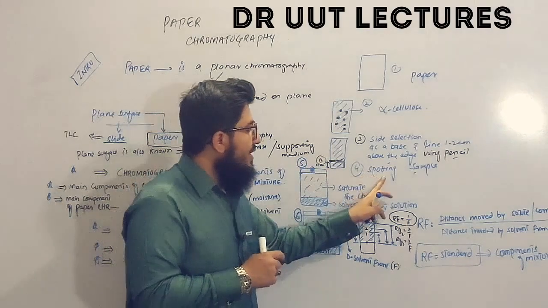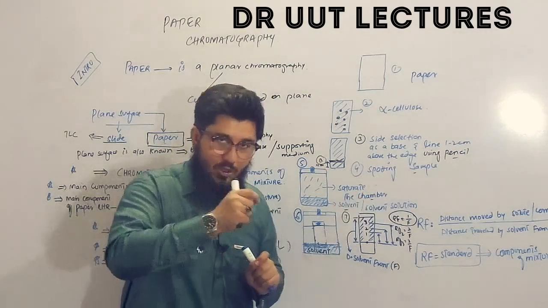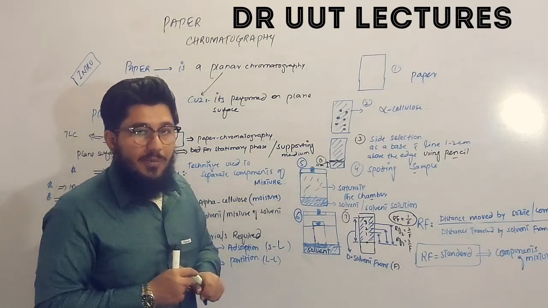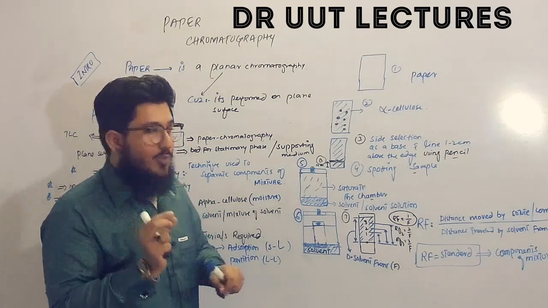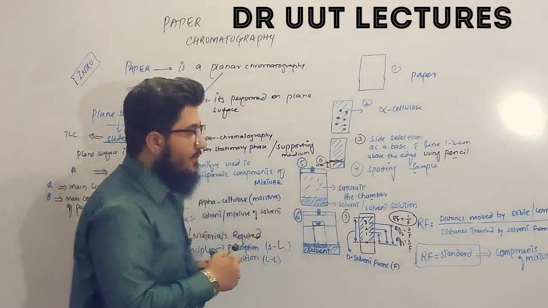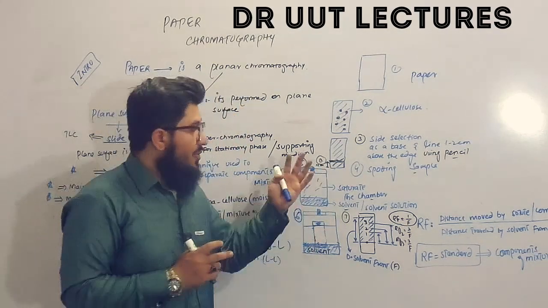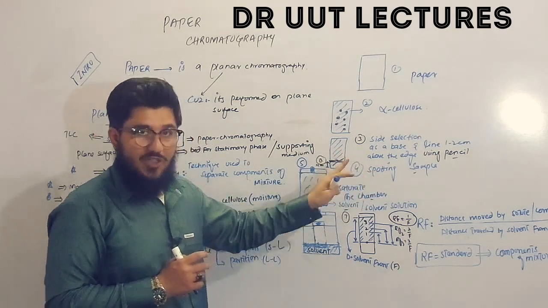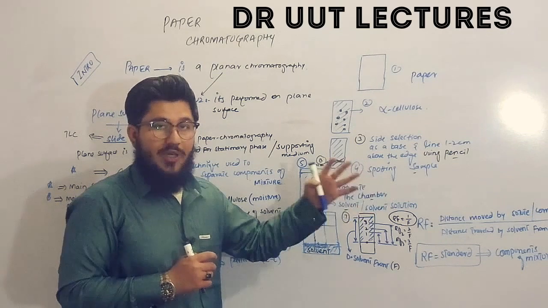On this baseline, what we will do next is spot our sample. Spotting of the sample will be done in the fourth step. How will you spot the sample? You will take your sample with a capillary tube, and then spot it very carefully on this line. After you spot the sample, you will leave this spotted stationary phase aside to become dry.